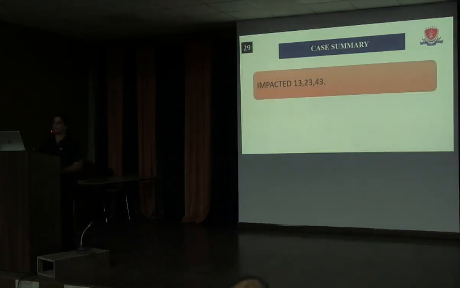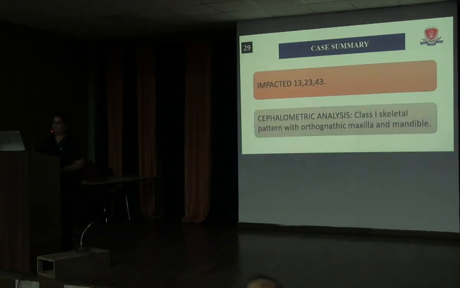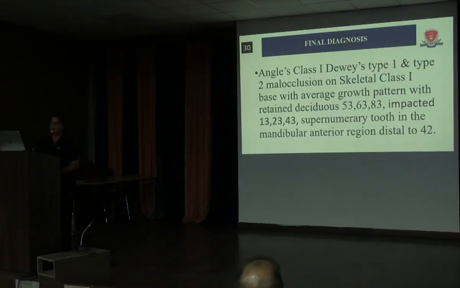Impacted 1, 3, 2, 3, 4, 3, and the cephalometric analysis shows a class 1 skeletal pattern with orthognathic maxilla and mandible. The final diagnosis is Angle's class 1 Lewis type 1 and type 2 malocclusion on a skeletal class 1 base with average growth pattern, with retained deciduous 5, 3, 6, 3, 8, 3, impacted 1, 3, 2, 3, 4, 3, and a supernumerary tooth in the mandibular anterior region distal to 4, 2.